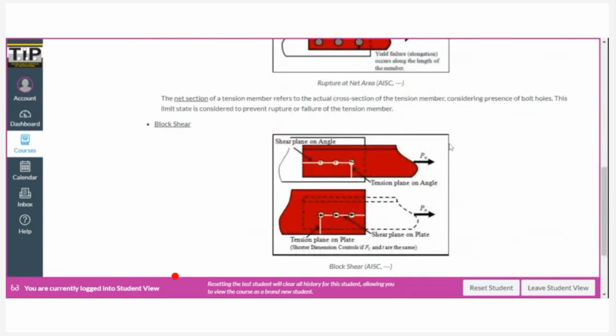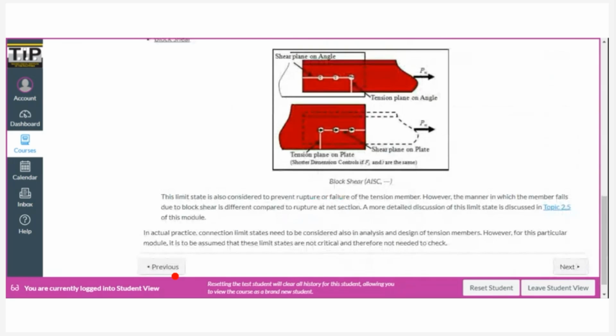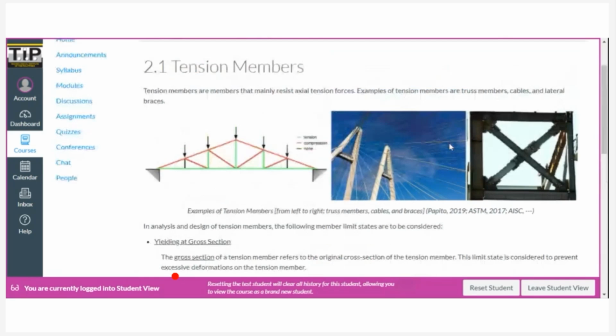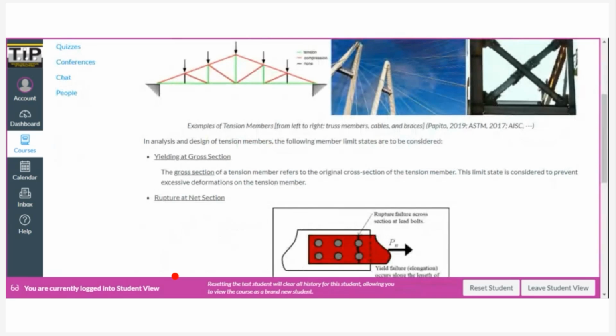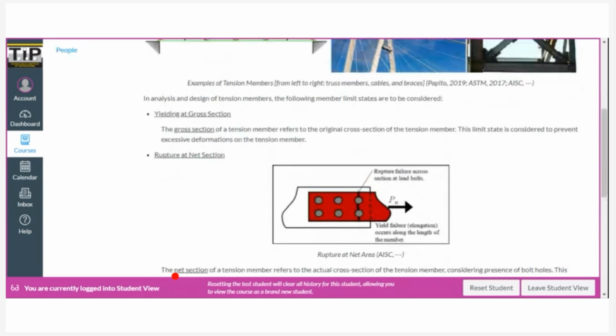So in this module, we will only be considering member limit states. So meaning the limit states that we consider for a member to be considered as in its failure. Okay. So for member limit states, we actually have three: yielding at cross section, rupture at net section, and block shear.